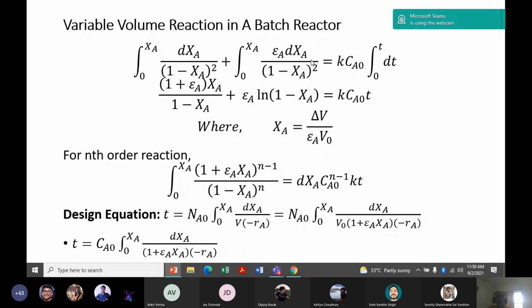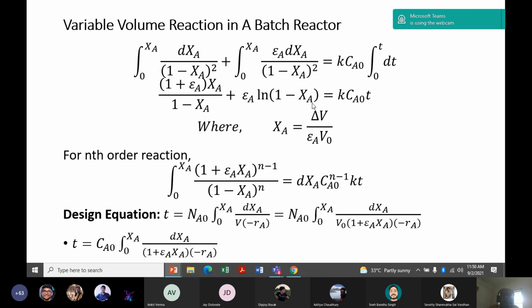After integration there will be two terms, and you will find (1 + epsilon Xa)/(1 - Xa) + epsilon A ln(1 - Xa) = K Ca0 t. And Xa is also in terms of volume change, so we can write this, and substitute this Xa here for solving for the rate constant K. So the left hand side is a function of Xa.